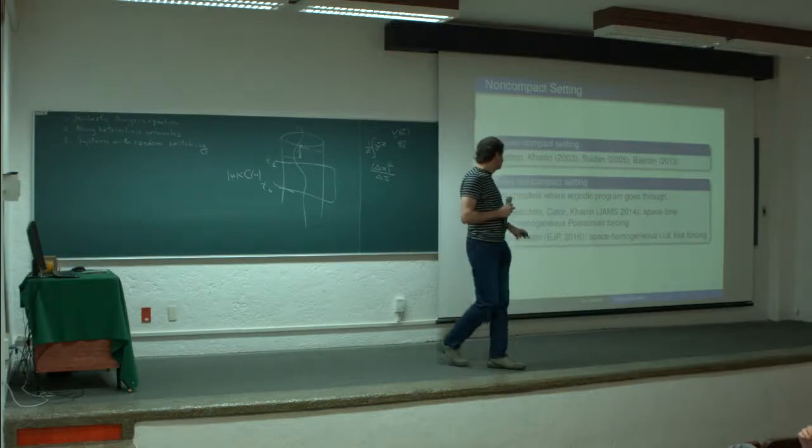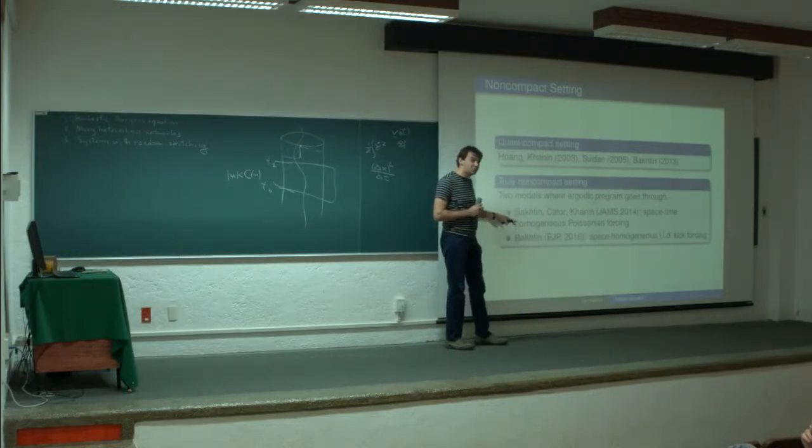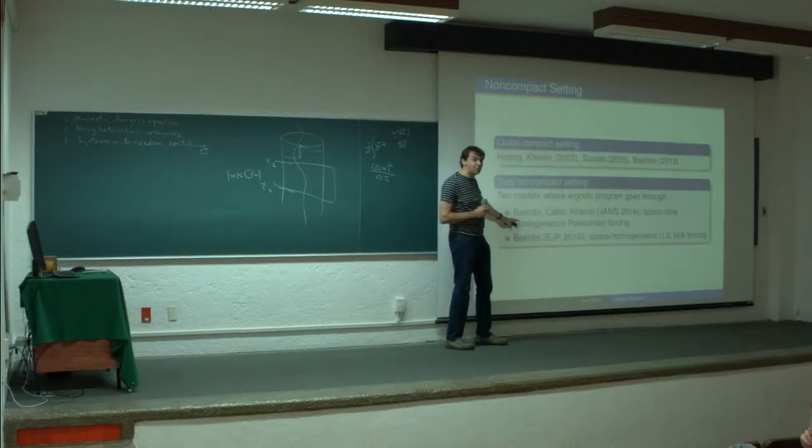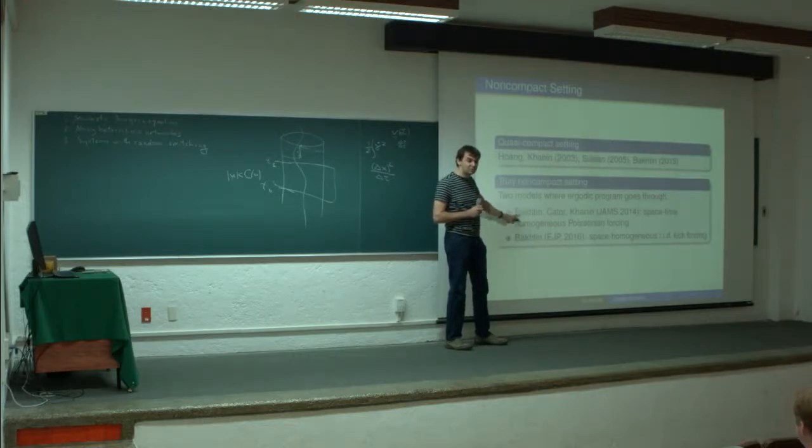So the solutions have to be stationary processes in themselves. And so these two papers are based on two different models. In one of them you have coalescence. In the other one you don't have coalescence. So this is more like a true Burgers equation. So let me explain what these two models where this ergodic program goes through are.